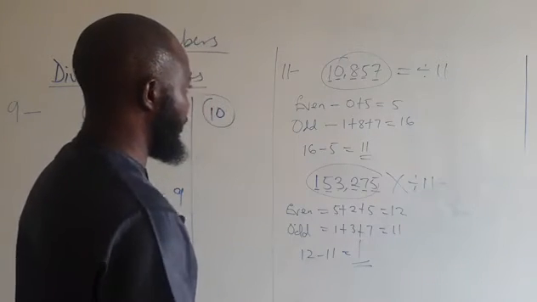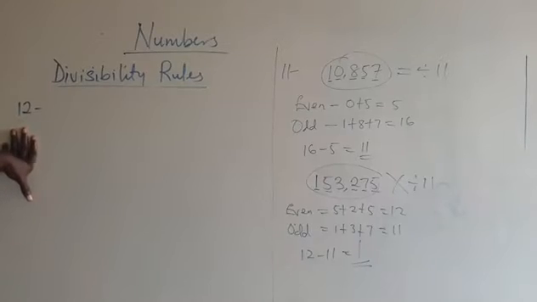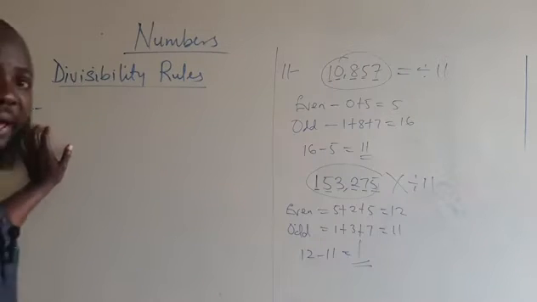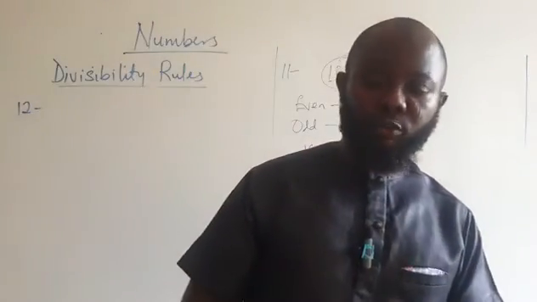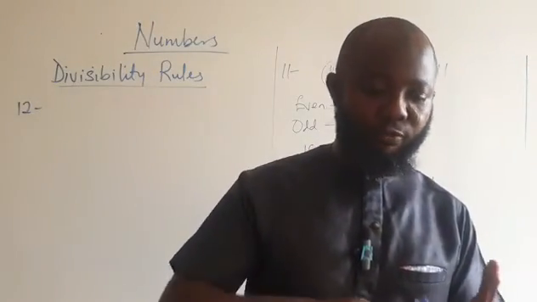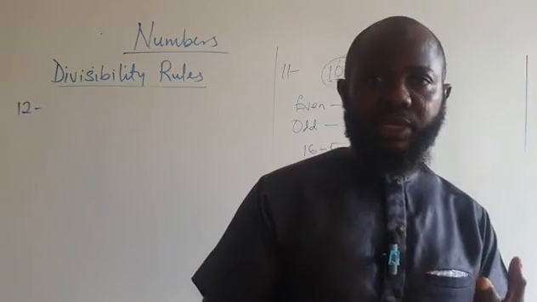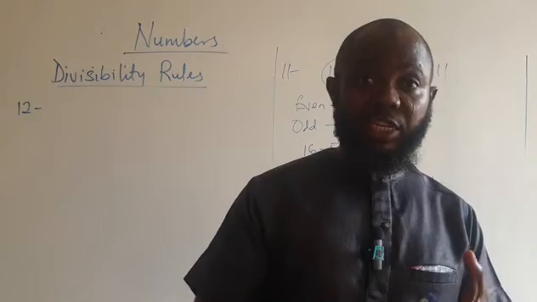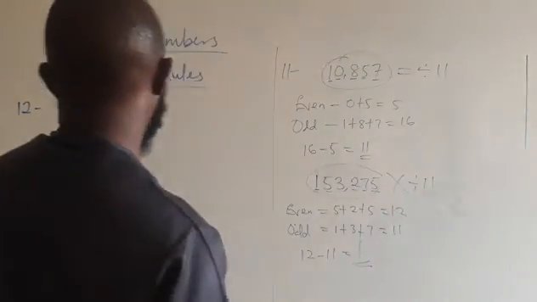So we move to 12 now. For the rule of 12, what we did when we were looking at 6 is something we're going to do. A number will be divisible by 12 if such a number is divisible by 3 and 4. If 3 can divide it, 4 can also divide it. In that case, such a number is divisible by 12. So let's look at an example.